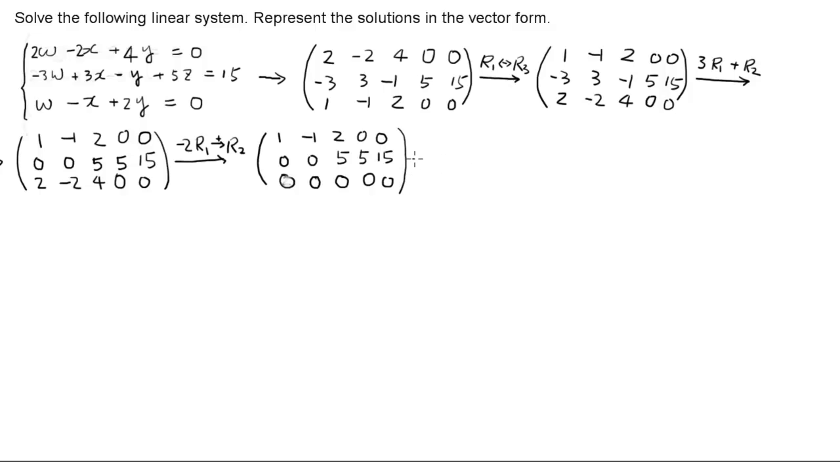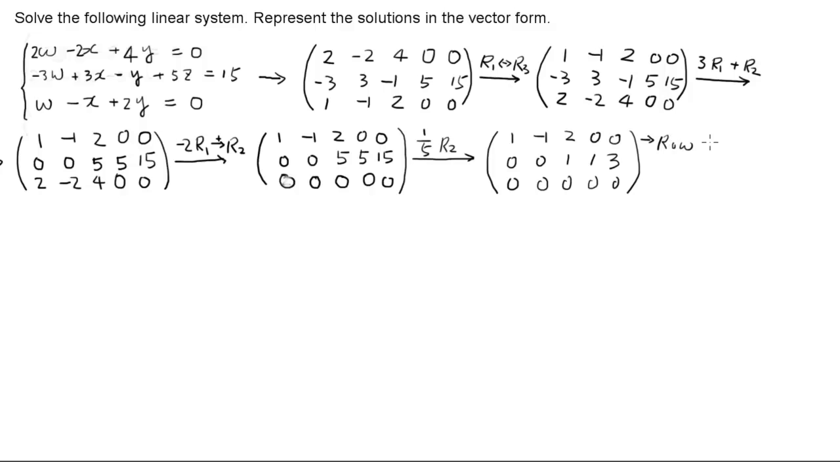And let's divide by 5 over here. So we have 1/5 of R2, and then we have 1, -1, and 2, 0, and 0. And then we have 0, then 0, and 1, and 1, and 3, and 0, and 0, 0, 0. Now, this one is in the so-called row echelon form. This is already now in row echelon form.